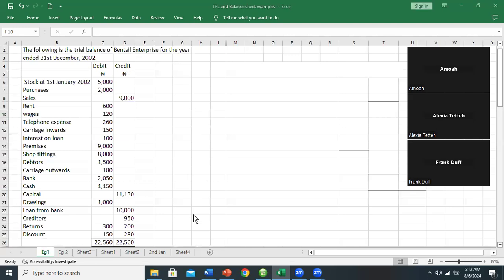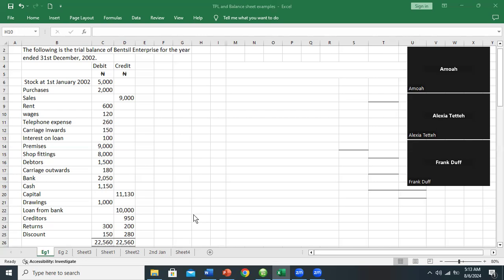The following is the trial balance of Pencil Enterprise for the year ended 31st December 2002. Stock at 1st January 2002, 5,000. Purchases, 2,000. Sales, 9,000. Rent, 600. Wages, 120 naira. Telephone expense, 260 naira. Carriage inward, 150 naira. Interest on loan, 100. Premises, 9,000 naira. Shop fittings, 8,000 naira.